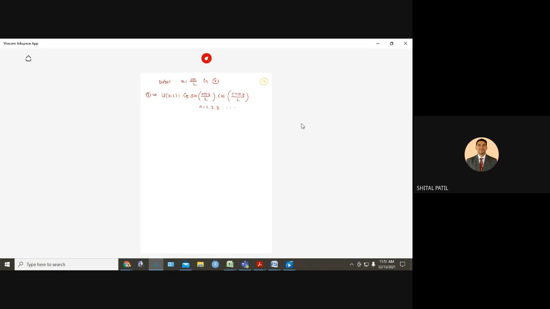As the n changes, we'll get different solutions. I'll mention that. For different values of n, we have different u of x,t, or different solutions, combining all the above u n of x,t's.